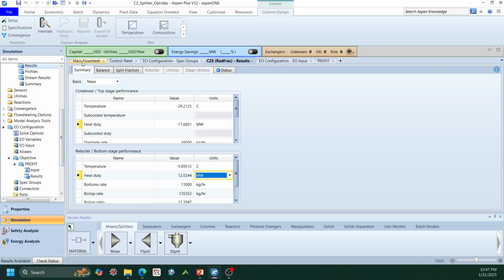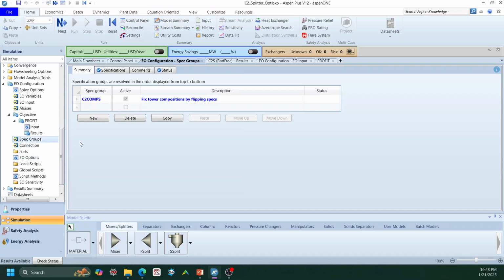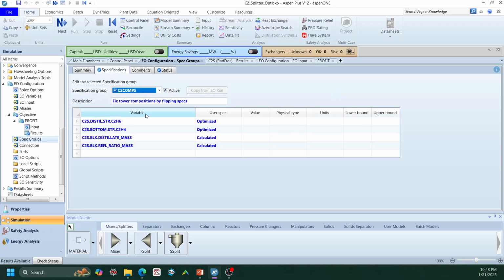So if we take into account all of these duties, how we do that is simply we define, in the spec groups, the same flipping conditions, right? So we have this distillate mass and reflux ratio mass, we flip it from constant to calculate it in the EO later, and then these guys instead of being constant, we spec it and optimize.